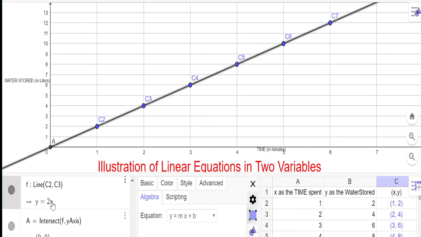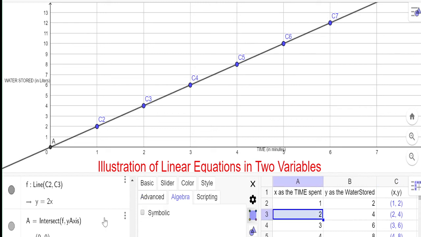So, for every minute, okay tingnan nyo ha. For every minute, this is 1. If x is equals to 1, 1 times 2, the result is 2. So, ito na yon. For every minute, y, which is water stored in liters, is equals to 2 liters. What if x is equals to 2? Tingnan natin. If x is equals to 2, 2 times 2 becomes 4. Okay. And so on and so forth. So, ito na yun. Ito yung relationship.